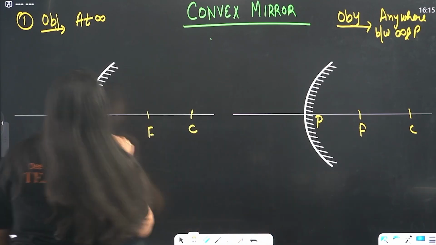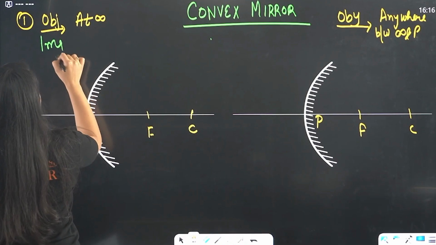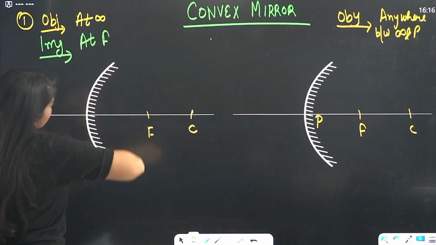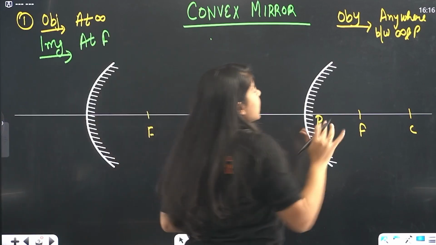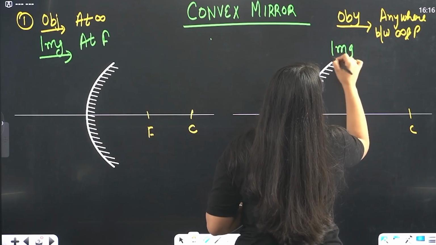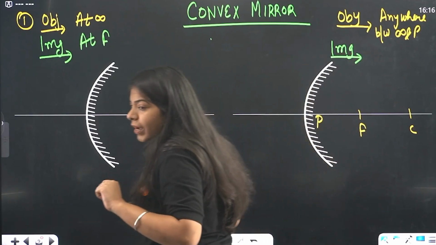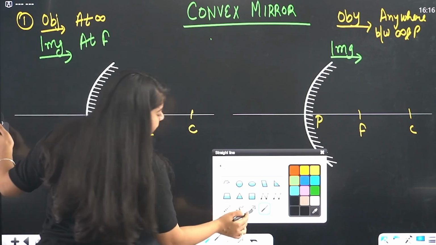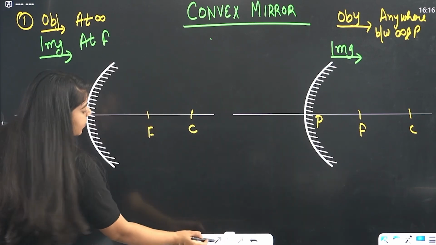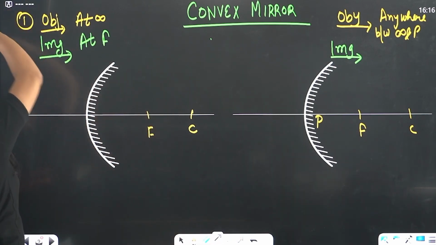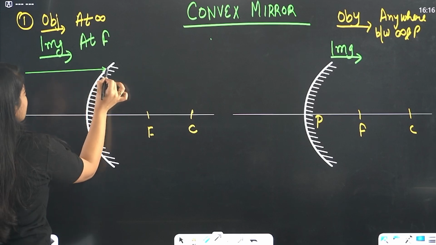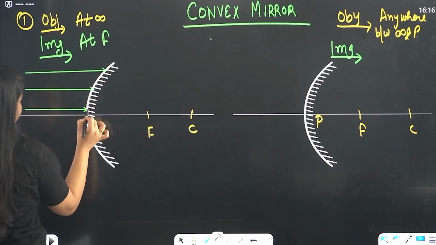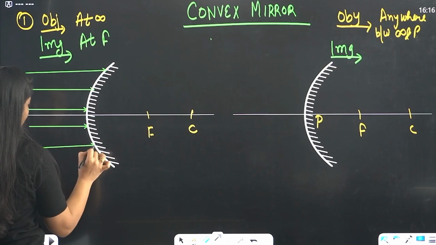Now, where will the image be formed? Ma'am, whenever the object is at infinity, the image is at focus. We know that, so that remains same. But in the second case, beta, we'll see where the image is formed. You comment down where the image is formed, until then, okay. Now, see, whenever the object is at infinity, all the rays will come parallel. The rays will come from this side of the mirror only. The rays will come from the left side of the mirror only.